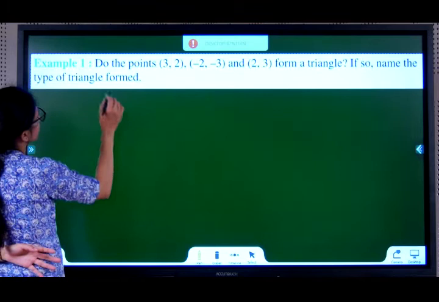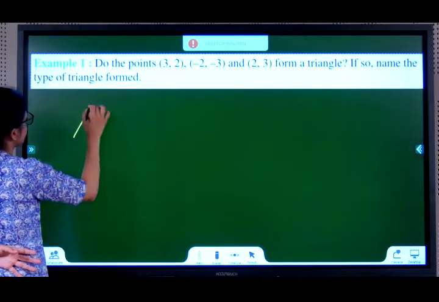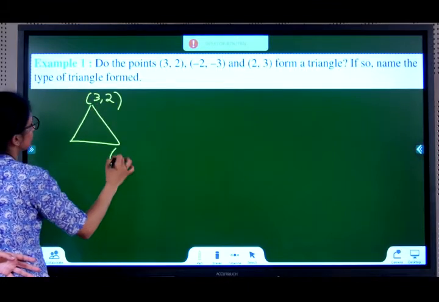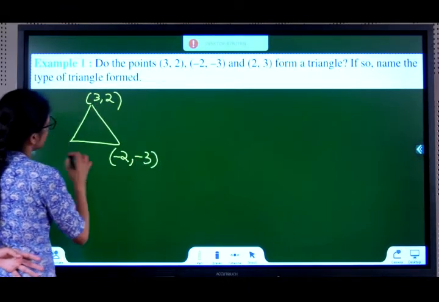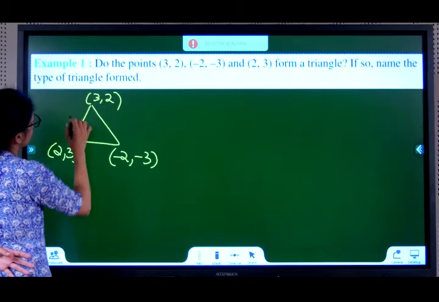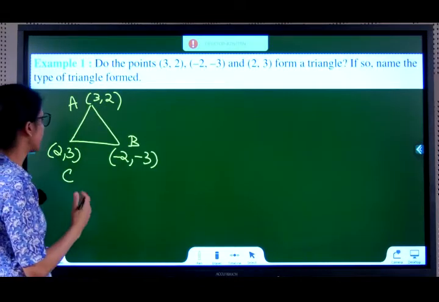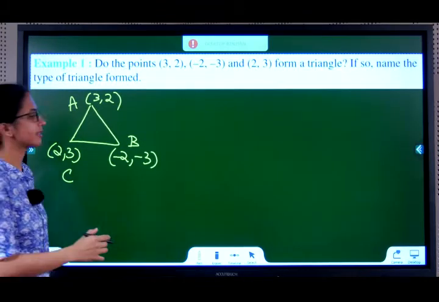So, now there are 3 points given. Let us say this is (3, 2), (-2, -3) and (2, 3). Let us name these as A, B and C. So, you have to find the distance between AB, BC and AC.